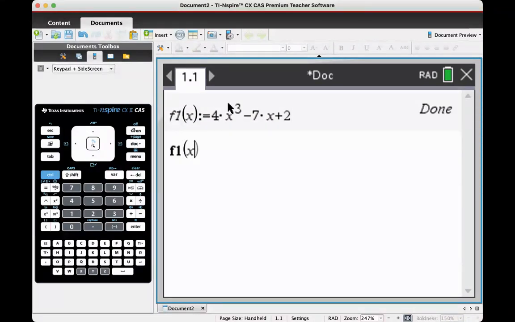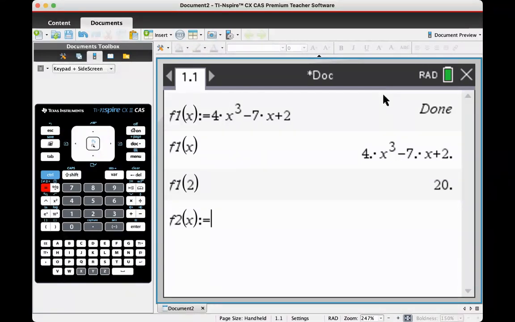If I go f1 of x, that'll tell me what it is, 4x cubed minus 7x plus 2. And if I go f1 of 2, then that would be 20, etc. The next thing I'm going to do straight away is define, because I know I'm going to be needing the gradient function, so I'm going to have to find the derivative. I know you could do this by hand, it's not that hard, but I'm just doing it for the sake of it. I'm going to define the second function, f2, as the gradient function of f1.